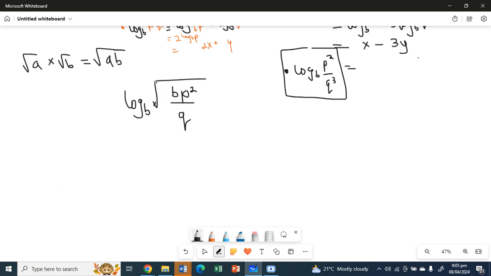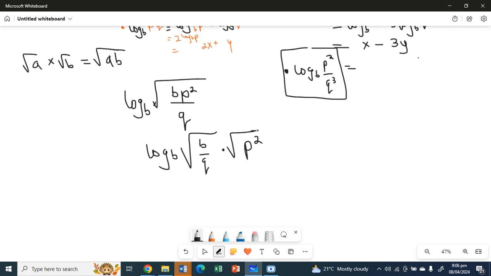So why are we using this rule? Because first we want to separate the p from the q. Remember, in order to substitute at the end, we need to be able to have a log base b of p and a log base b of q. So the first thing, we need to separate this p squared. So this becomes log base b of the square root of b over q multiplied by the square root of p squared.